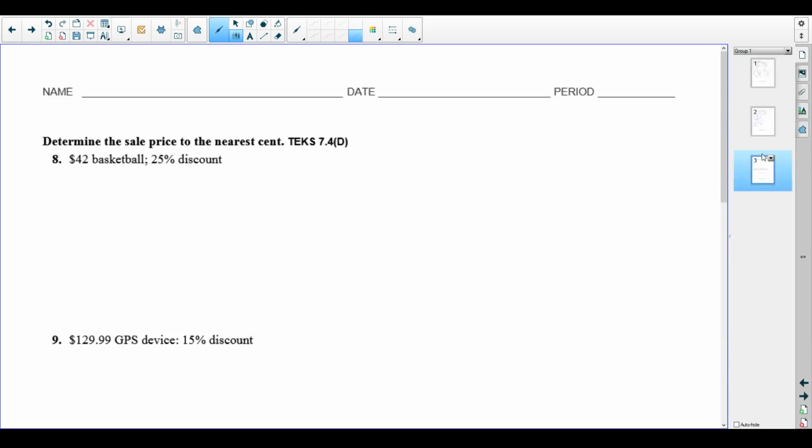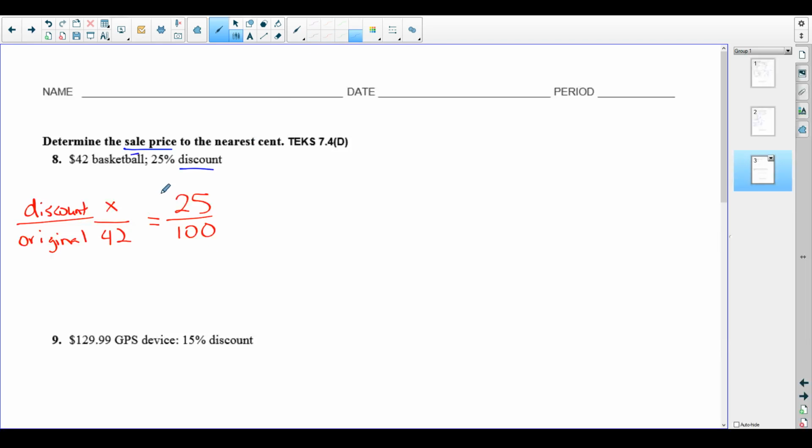Okay, so 8 and 9. 8 and 9 is the same idea, except now it's sale price. We're talking about discounts. So instead of adding to the price, we're going to be taking away. Okay, so it's still the same idea when we write it. So we have 25% over 100 equals some numbers. So this time we have discount compared to our original price. Okay, so we don't know what the discount is just yet. We do know the original amount was $42.